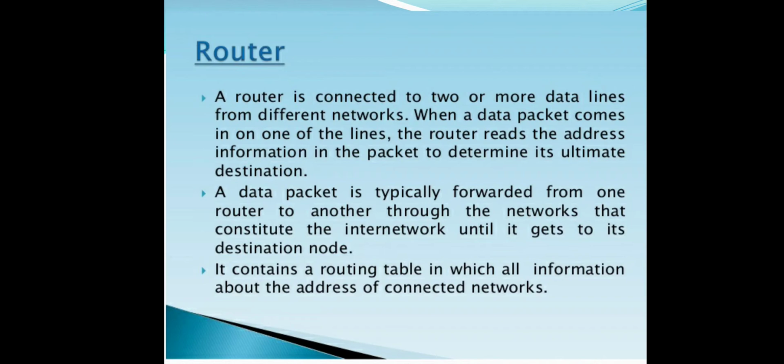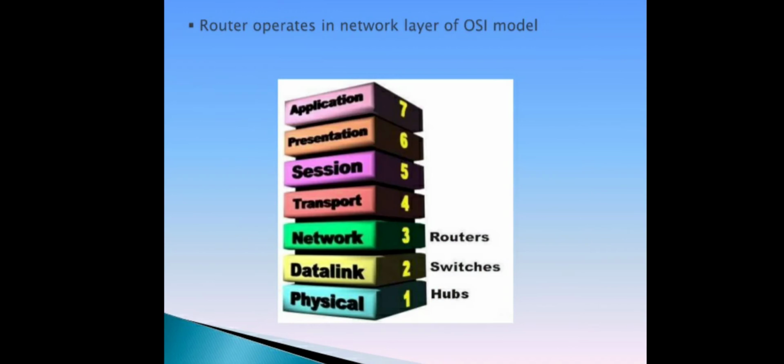A data packet is typically forwarded from one router to another through the networks that constitute the internetwork until it gets to its destination node. It contains a routing table in which all information about the address of the connected networks is stored. And router works on the network layer of the OSI model, and hub at the physical layer. At data link layer we use switches, and at network layer we use routers.